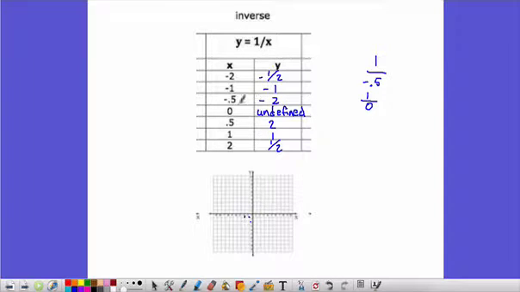Let's plot these positive ones. So 0.5 goes with 2, would be right there. 1 goes with 1. And 2 goes with 1/2.